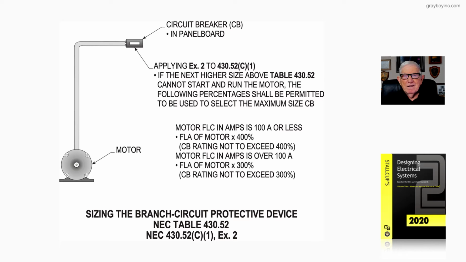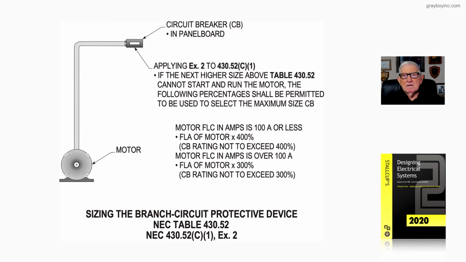So in the next set of call-out requirements in the illustration, notice we start with the full load current rating of the motor. If it's 100 amps or less, we use 400%. If it's over 100 amps, we use 300%. But then notice there's no exception or any requirement there that would let us exceed, say, 400% or 300%. It would be a round down size.